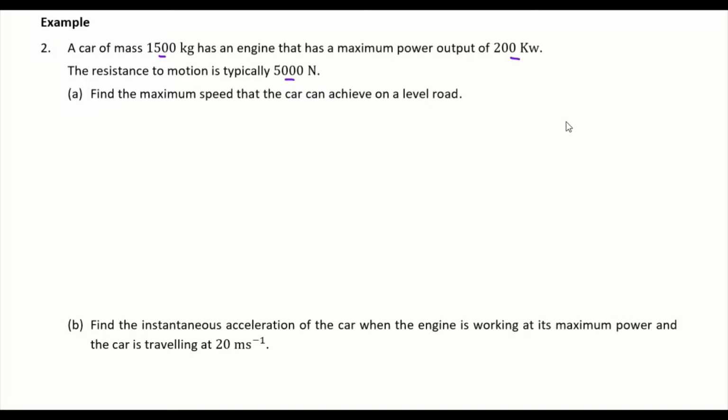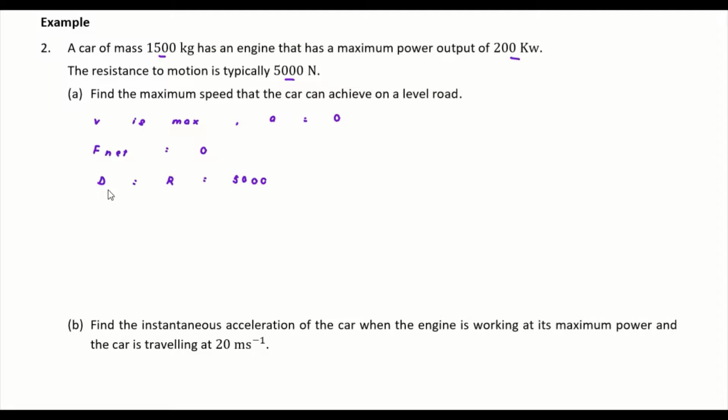So question one is to find the maximum speed that the car can achieve on a level road. In this case, when you see the words maximum speed, so if v is max, it actually tells us that the acceleration will be equal to 0. If the acceleration is 0, it tells us that the net force is equal to 0. If the net force is 0, then we know that the driving force will be equal to the resistance force. The resistance is given as 5,000, so we know that the driving force is also 5,000. That's when the car reaches its maximum speed.